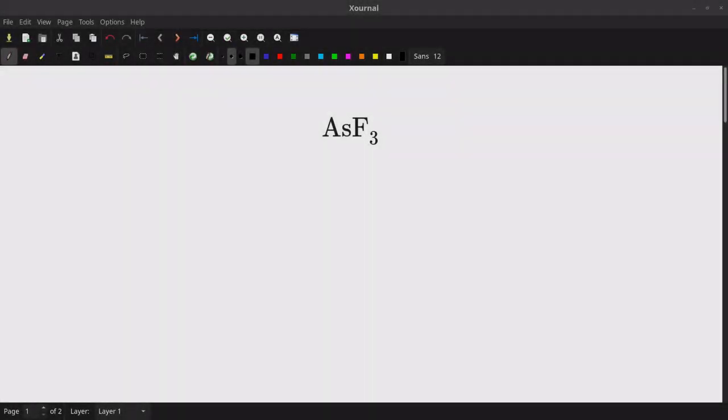Hello everybody. In this video we're going to write out the Lewis dot structure for arsenic trifluoride. We'll start by writing out the different types of atoms that we have. We have arsenic and we have fluorine.